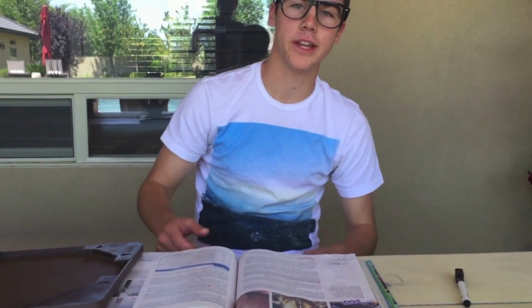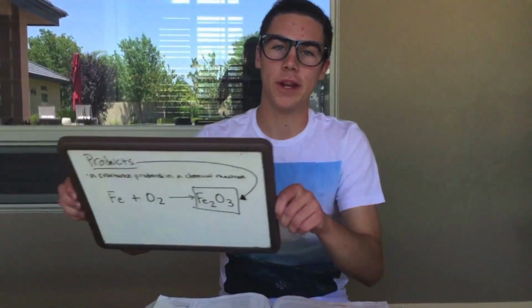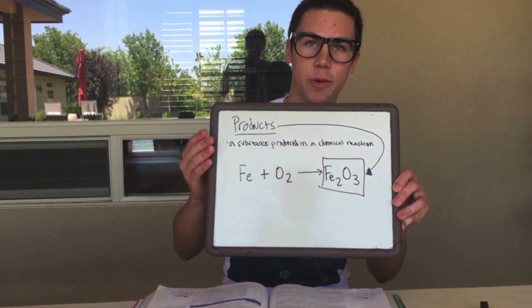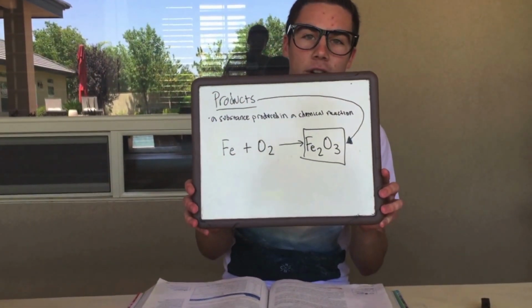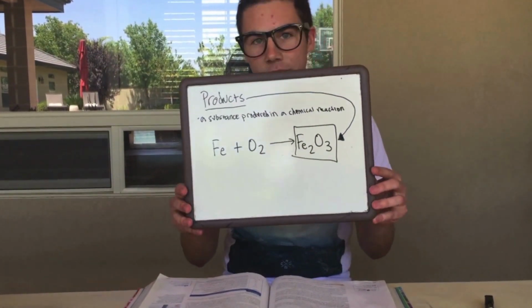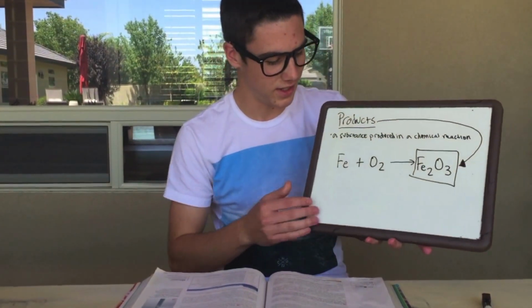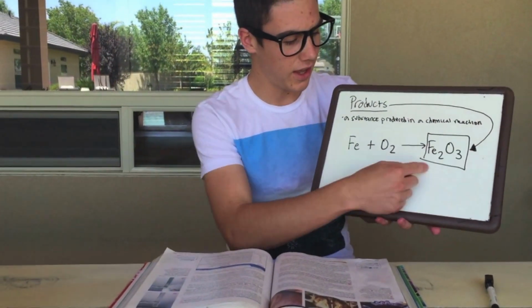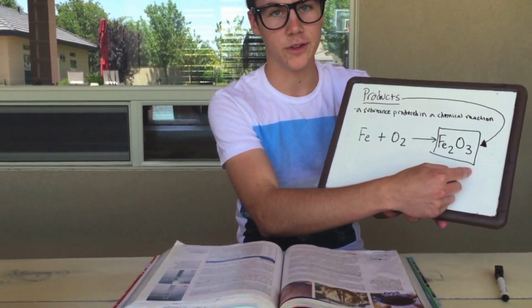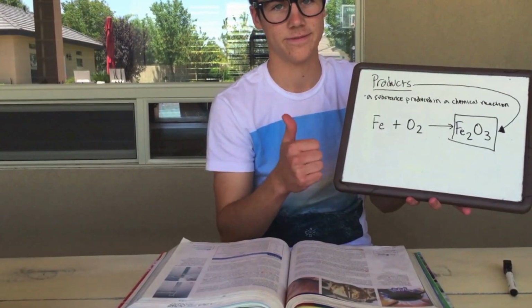Welcome to step 3 of our journey in balancing equations, folks. We're picking up right where we left off with products. A product is a substance produced in a chemical reaction, produced by the reactants. You see, in this same unbalanced equation here, Fe2O3 would be the product.